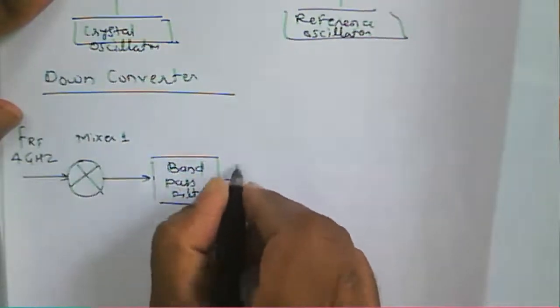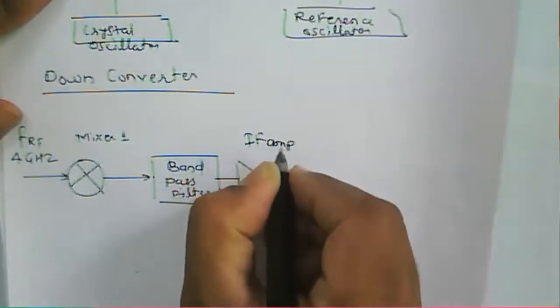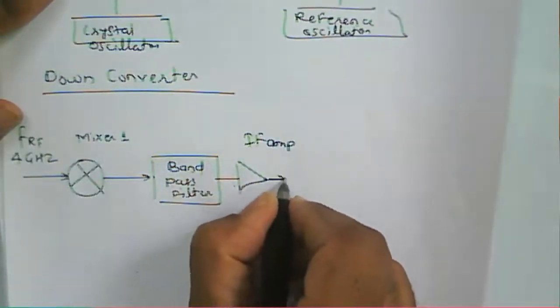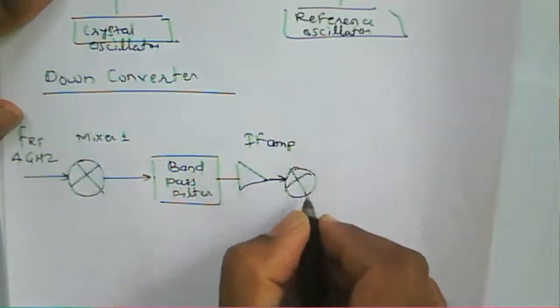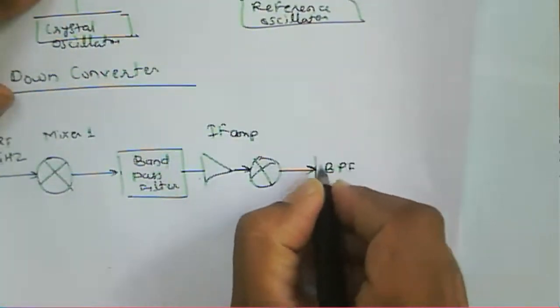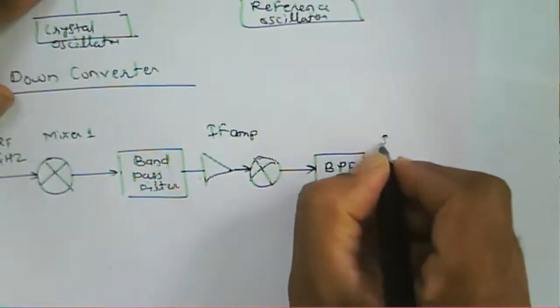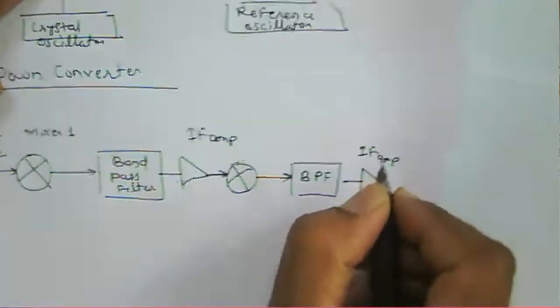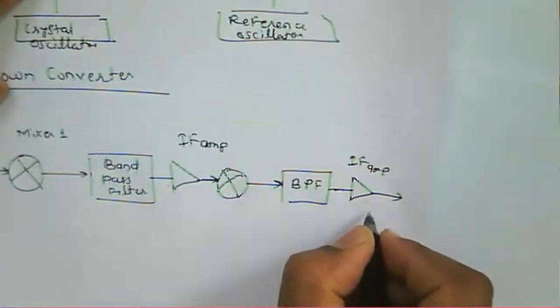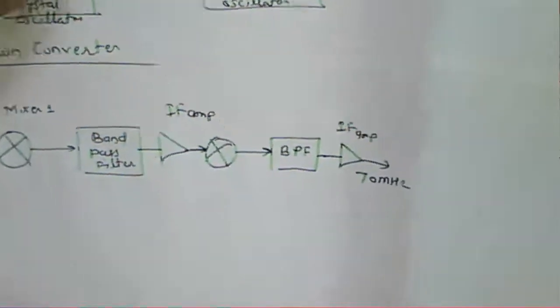Then again we have the IF amplifier. The output of this IF amplifier again goes to the mixer. Then we have a band pass filter. Then we have the IF amplifier, and then we'll get the output at about 70 megahertz.